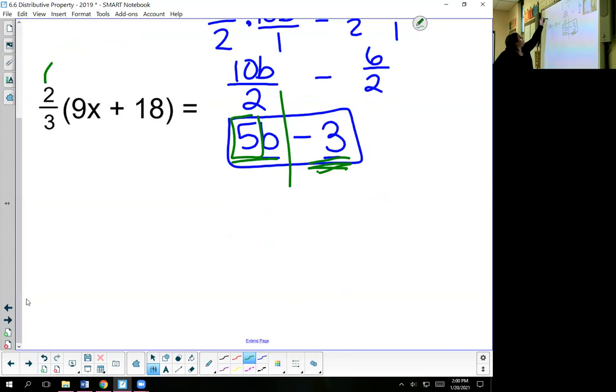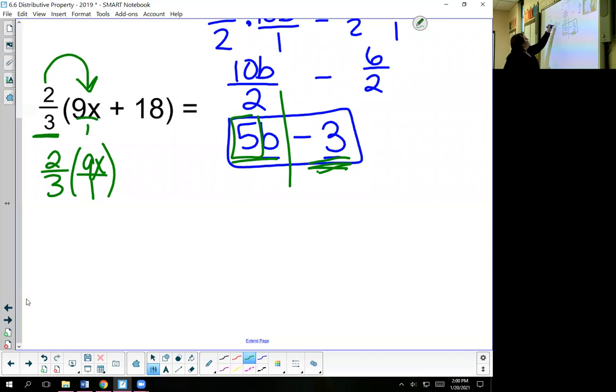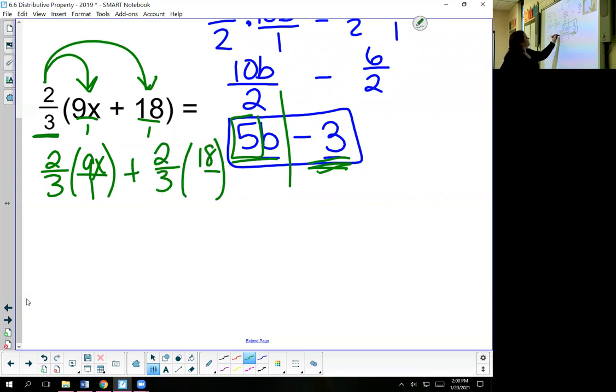Same thing. 2/3 times 9x plus 18. So I'm going to distribute out. This is our factor. I've got to give it to both terms, or both stores. So 2/3 times 9x over 1. You might as well just put it like that. And this is over 1, this is over 1. So if that helps you, do it there. And then I'm giving 2/3 to 18 over 1, because 18 divided by 1 is still 18.